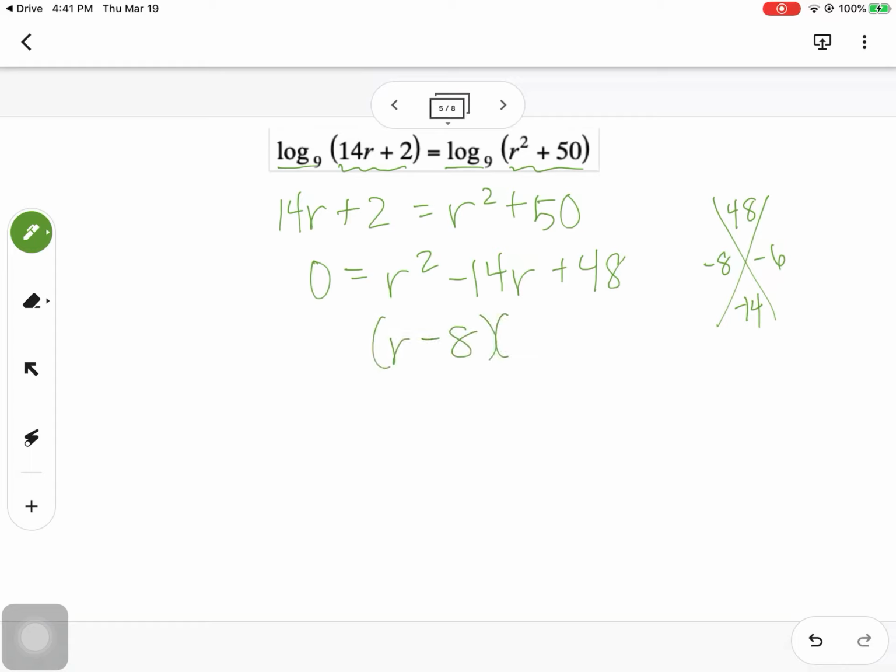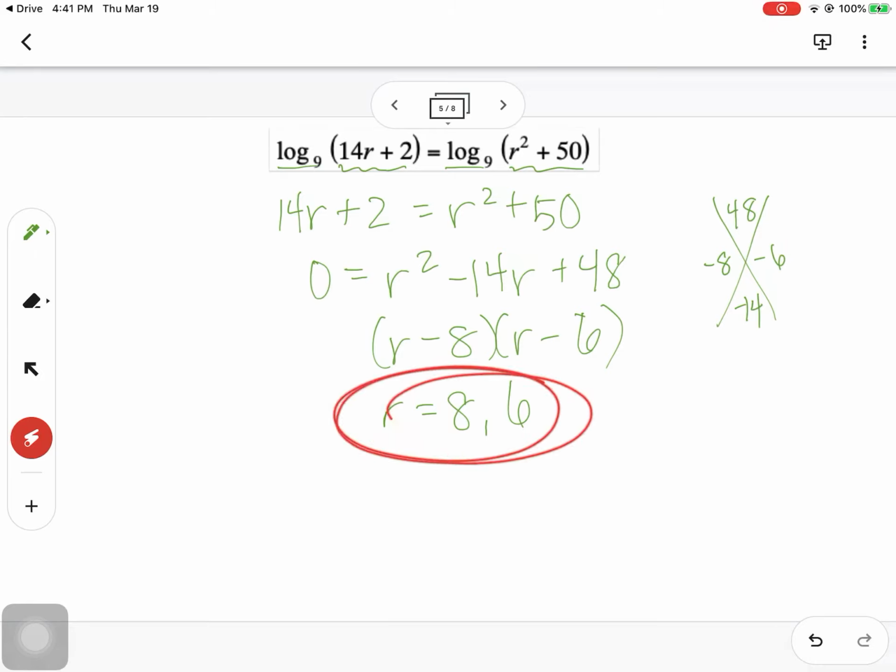-8 and -6 will do it. Once you fully factor this, you should get r minus 8 times r minus 6, which tells you that r should be 8 and 6. But now that we switched to log equations, you have to check your answers. So we have to take these and plug them back in.